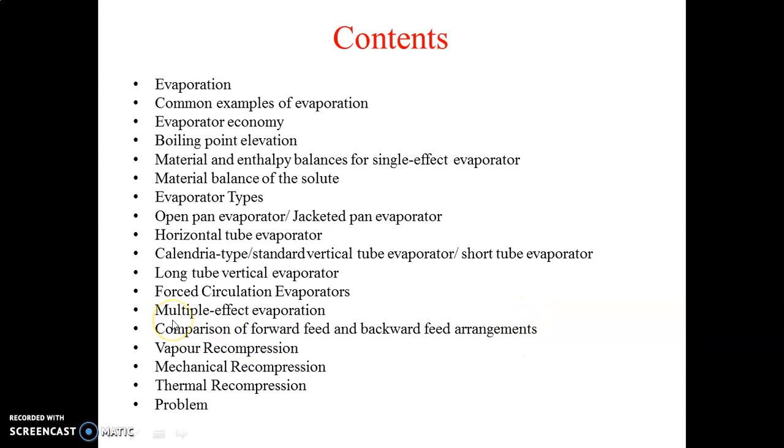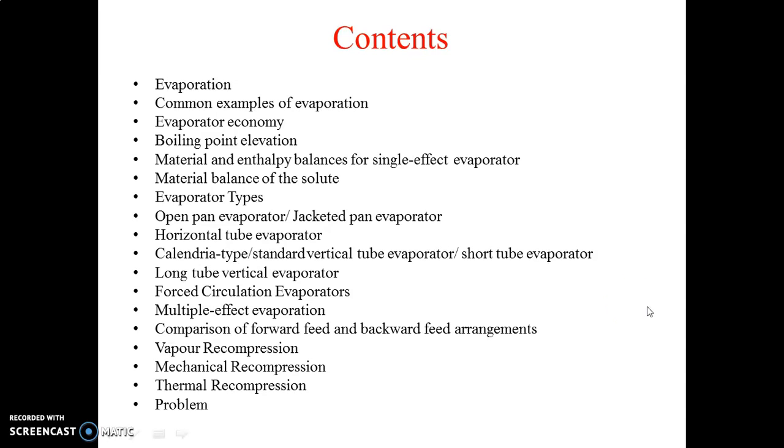After that, we will discuss the multiple effect evaporation system, and there is a comparison between forward feed and backward feed arrangements. And after that, we will discuss vapor recompression, mechanical recompression, thermal recompression, and at the end of this content, we will solve one problem. So these are the contents of your unit number 6.